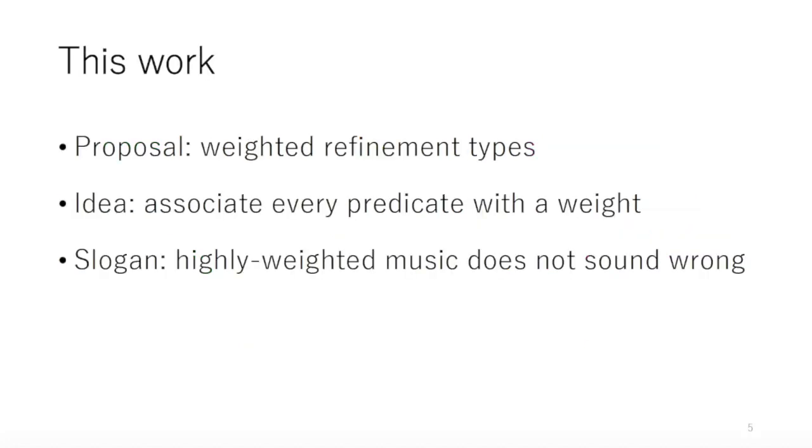To express vague correctness of music, I propose weighted refinement types. The idea is to associate every refinement predicate with a weight representing the importance of that predicate. By building a type system based on this idea, we can guarantee musical soundness, that is, highly weighted music does not sound wrong. So far, I've developed a weighted refinement type system for composing species counterpoint, and that is the main result I would like to share with you today.